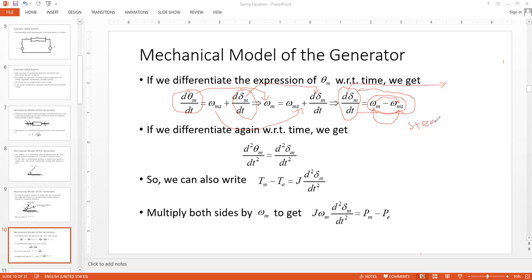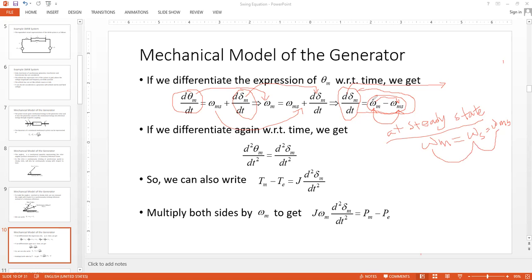When the system is moving at a steady state equilibrium, or at some equilibrium point, what should be the speed of the rotor at a steady state? Synchronous speed. So omega m should be omega s, and that should be also, because your reference frame is also moving at synchronous speed, right? So at a steady state, you have omega m equals omega s, and that is equal to omega ms.